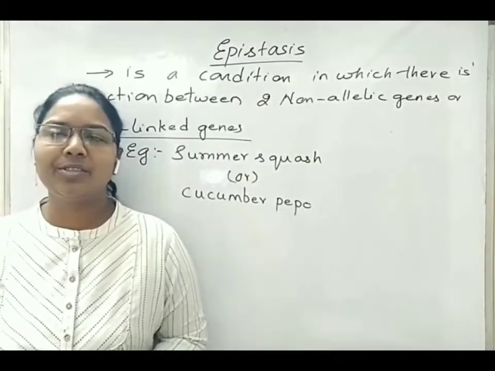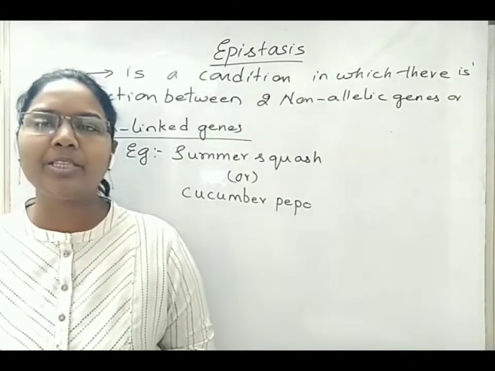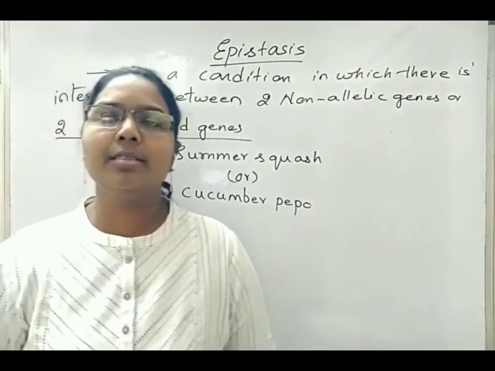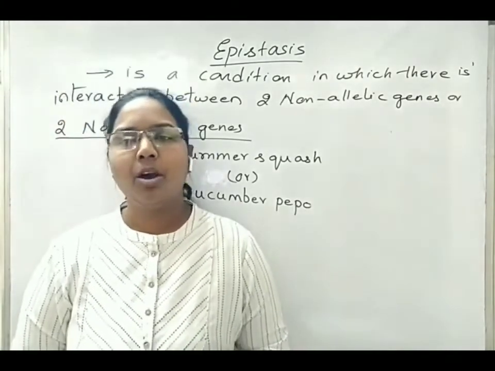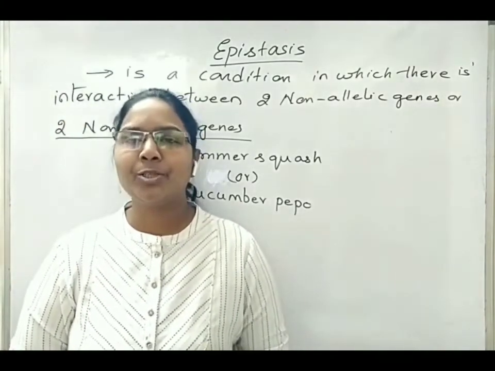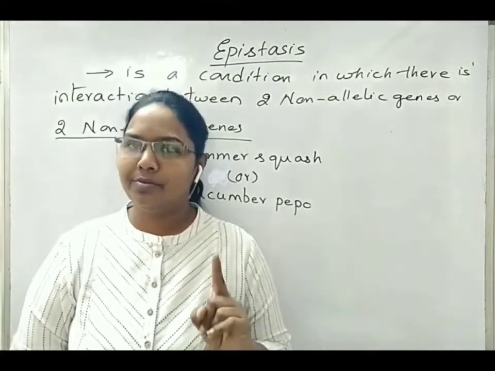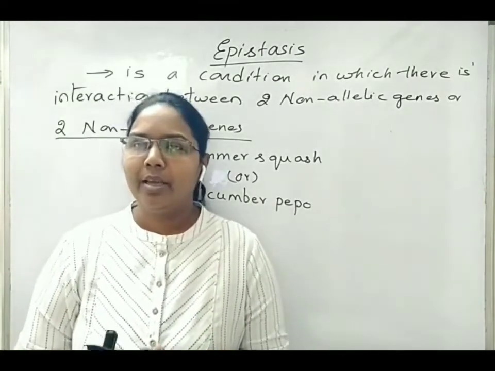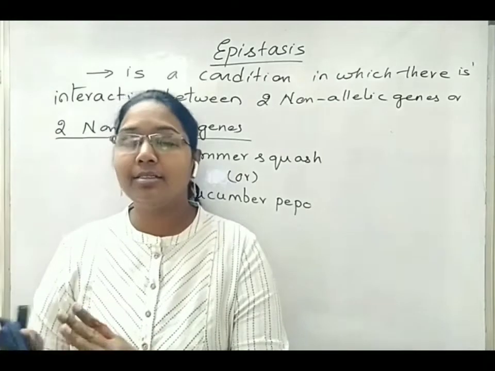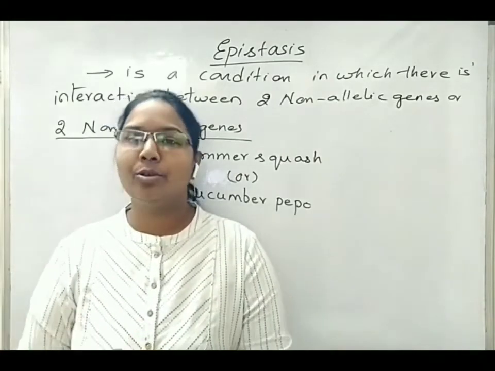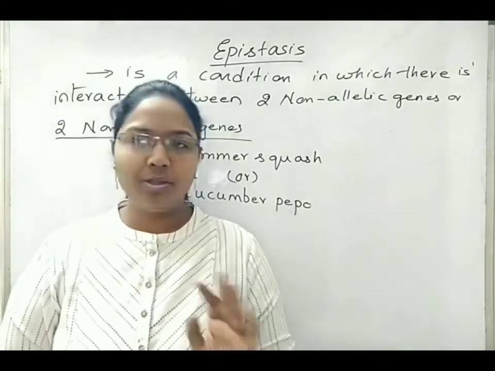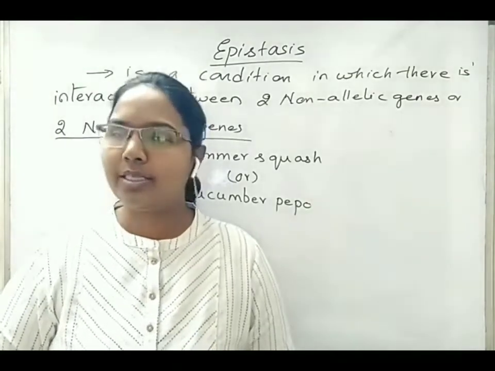Hello students, today we will start with a new topic, that is epistasis. What is meant by epistasis? Epistasis is a condition or a feature that is expressed by one allele form of a gene and it is trying to dominate another dominant allele of another chromosome. But those chromosomes should be homologous.